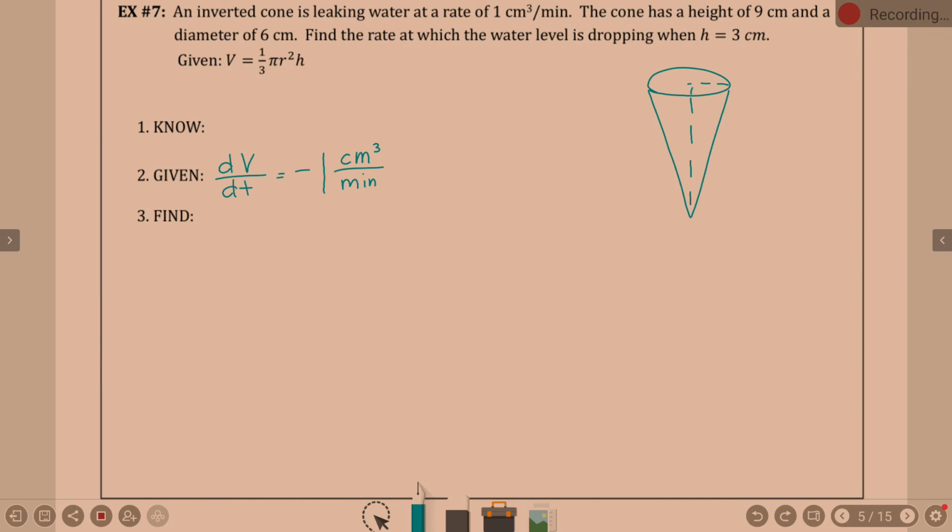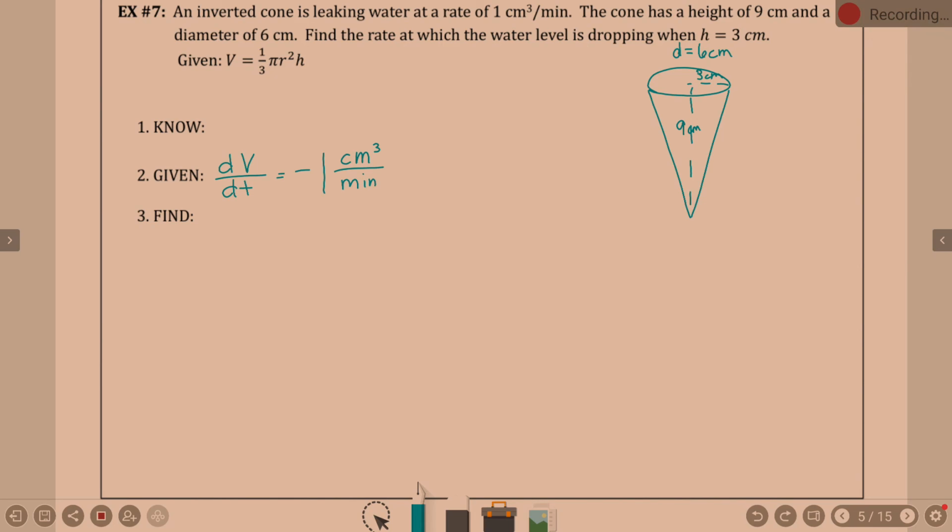The cone has a height of 9 centimeters and a radius. No, they couldn't give us radius, could they? A diameter of 6 centimeters, but what's that translate to? A radius of 3 centimeters. I don't really care about the diameter because what's in my formula? Radius and height. Now, these are the height and radius on the cone, which is why I went ahead and put them on here.